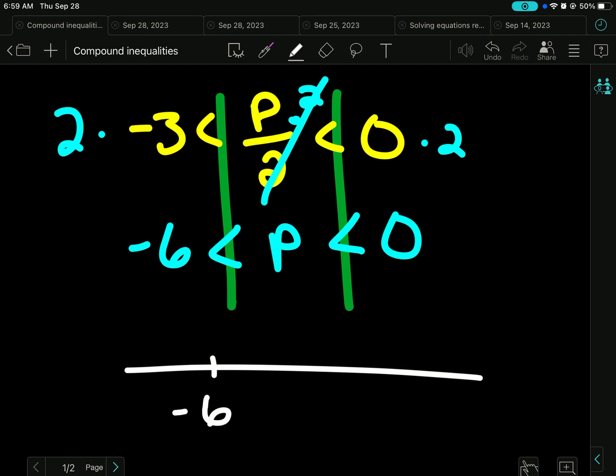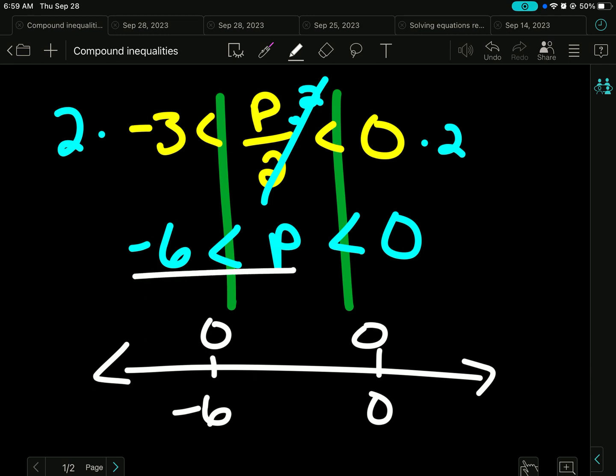Again, I'm just going to write my two numbers, -6 and 0. I see those are going to both be open dots. Again, I'm going to look at each inequality separately. So this says p is greater than -6 and p is less than 0. So that middle is going to be shaded.